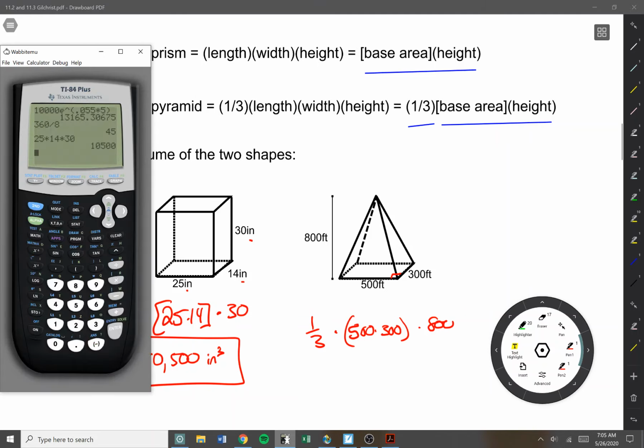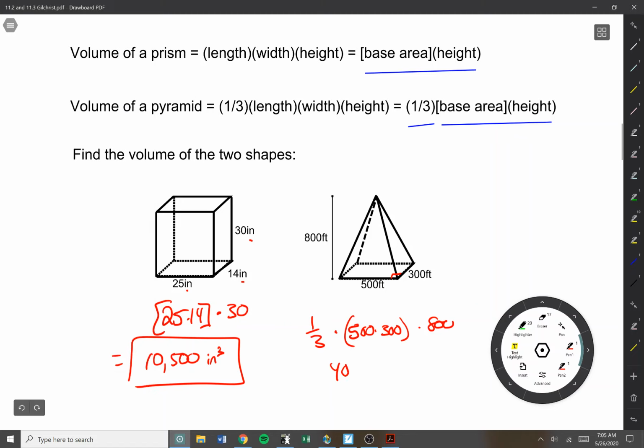Whatever that is. 500 times 300 times 800 times a third, or divided by 3, same thing. Boom. 40 million? Yeah, that's 40 million cubic feet.